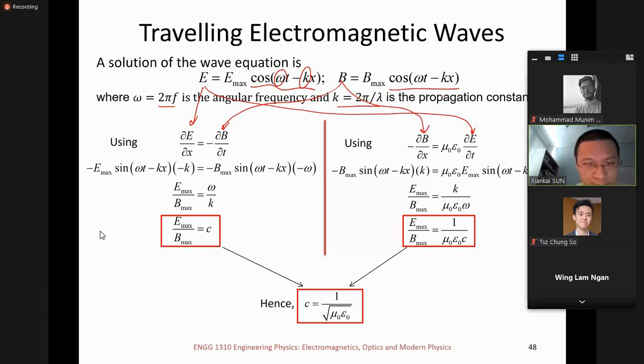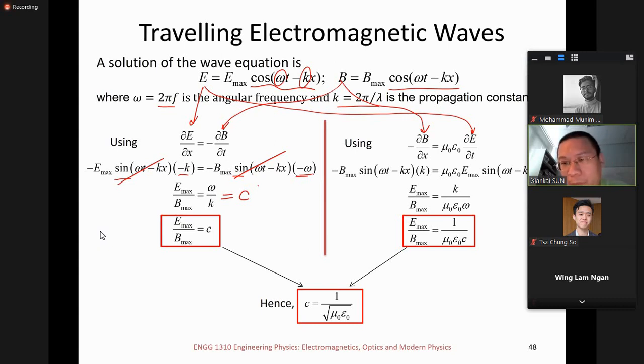All right. So on the left-hand side, if you do the derivative, cosine becomes minus sine. At the same time, you have this minus k. And on the right-hand side, again, becomes minus sine. And based on the chain rule, you have the prefactor minus omega. So this sine cancelled out. So you have E max over B max equal to omega over k. By definition, omega over k is equal to c, the speed of the electromagnetic wave.